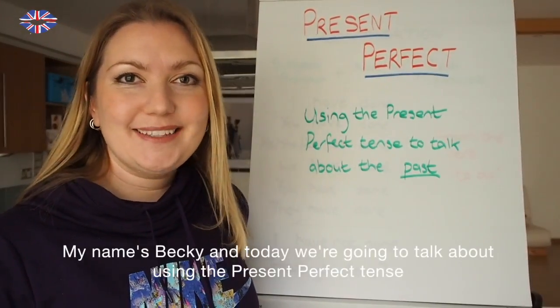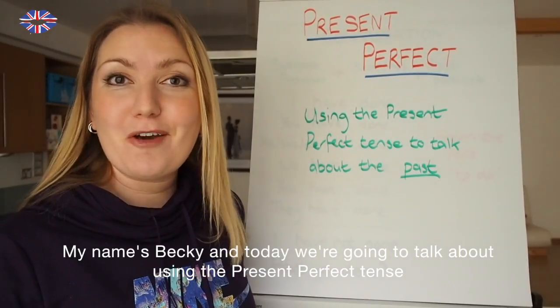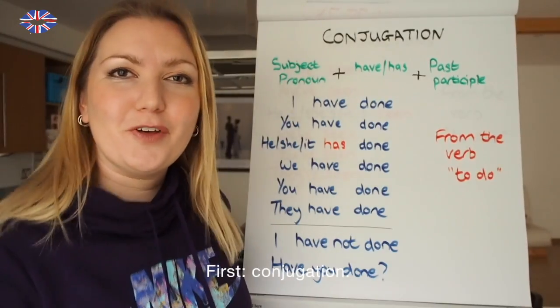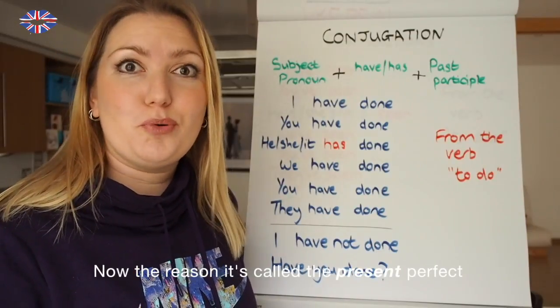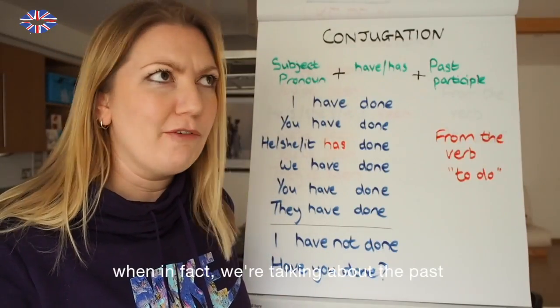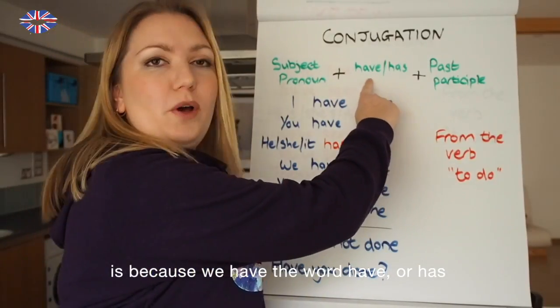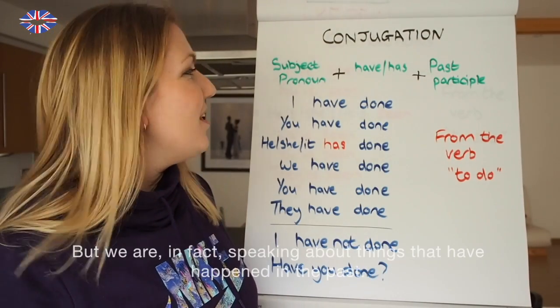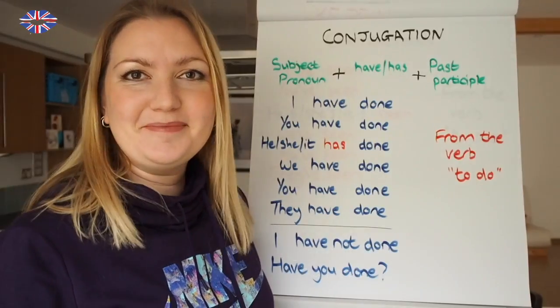My name's Becky, and today we're going to talk about using the present perfect tense to talk about the past. First, the conjugation. Now, the reason it's called the present perfect, when in fact we're talking about the past, is because we have the word have or has, which is in the present tense, okay? But we are in fact speaking about things that have happened in the past.